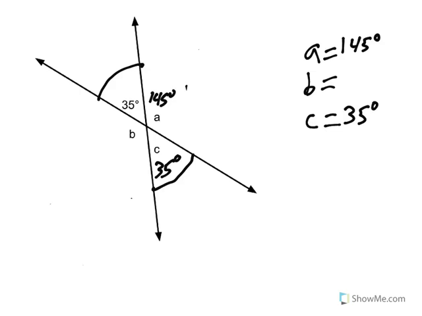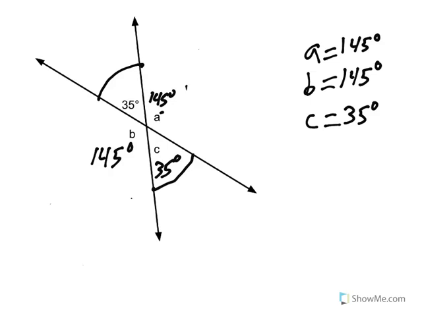And then I know A and B are going to be vertical to each other. So this is going to be 145 degrees. So there's A, B, and C: A is 145, B is 145, C is 35.